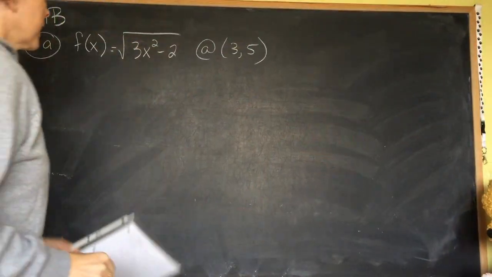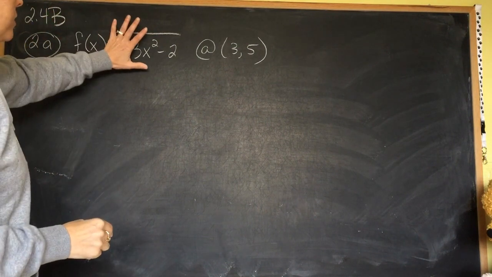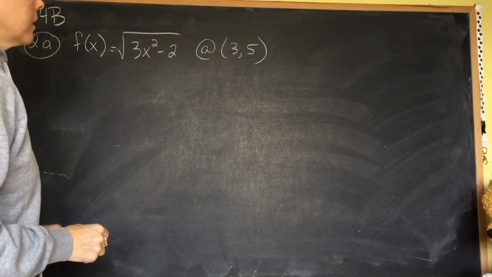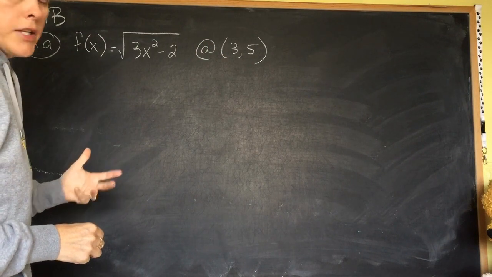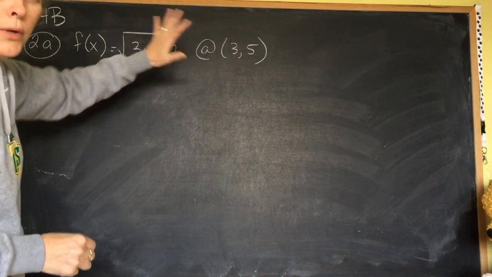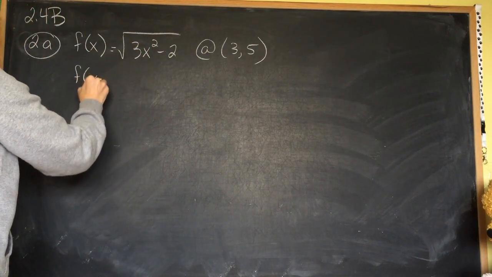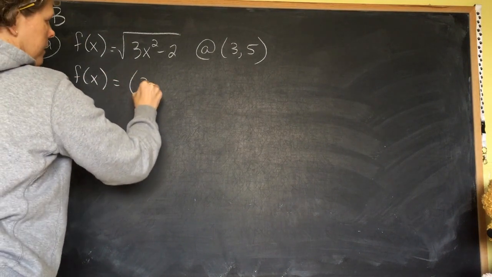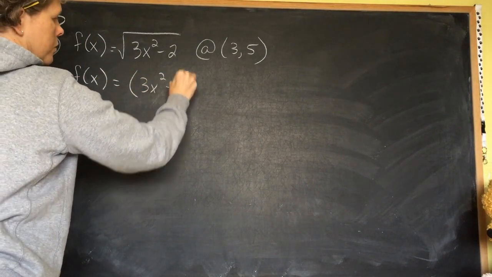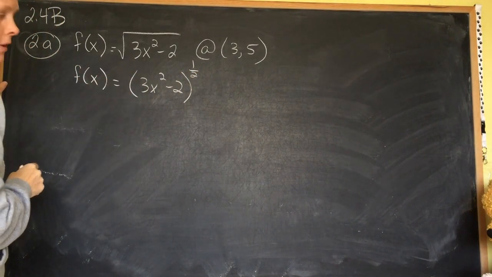All right, so the directions again, I want the equation of the tangent line of this function at that point. So whenever it says equation of the tangent line, remember you have to take the derivative first. So don't be plugging in anything, don't be doing anything yet. Take the derivative. And when I see this problem, I'm really going to rewrite it to be (3x squared minus 2) to the 1/2. Now it's set up for me to take that derivative.